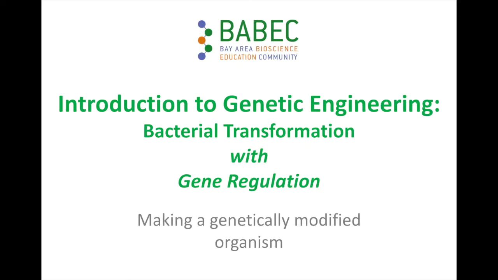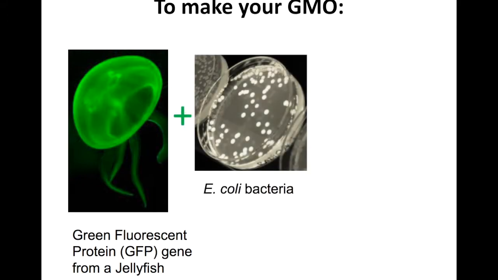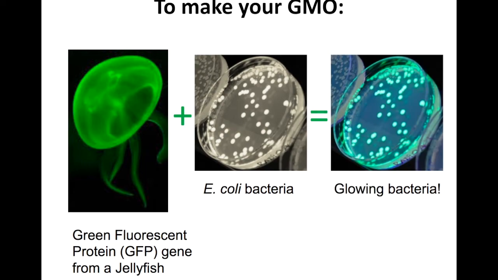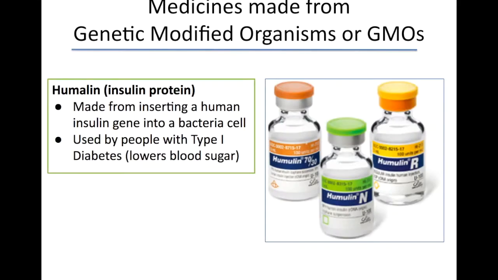Bacterial transformation is the process of introducing new DNA into bacteria so that it expresses a new trait. In this example, students learn how gene regulation can turn on a jellyfish gene to produce green fluorescent protein in successfully transformed bacteria. This is a very similar process to how human insulin is made from bacteria for people with diabetes, and the basis for how we make genetically modified organisms, or GMOs.